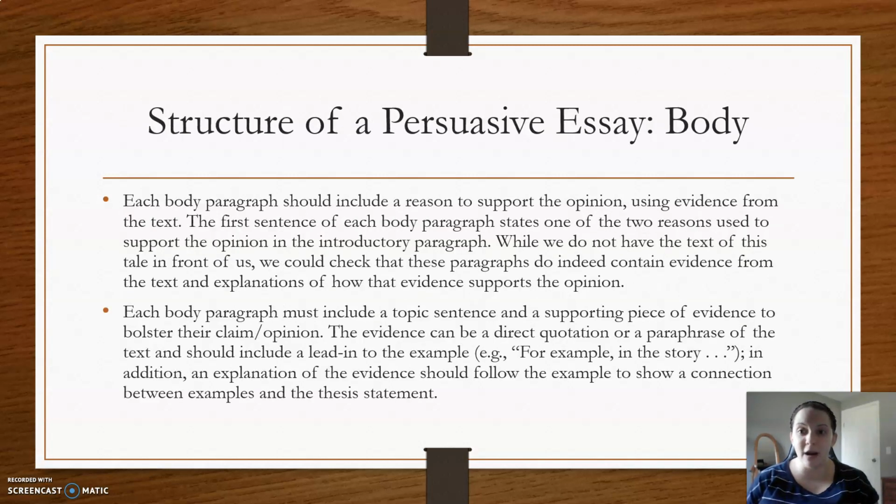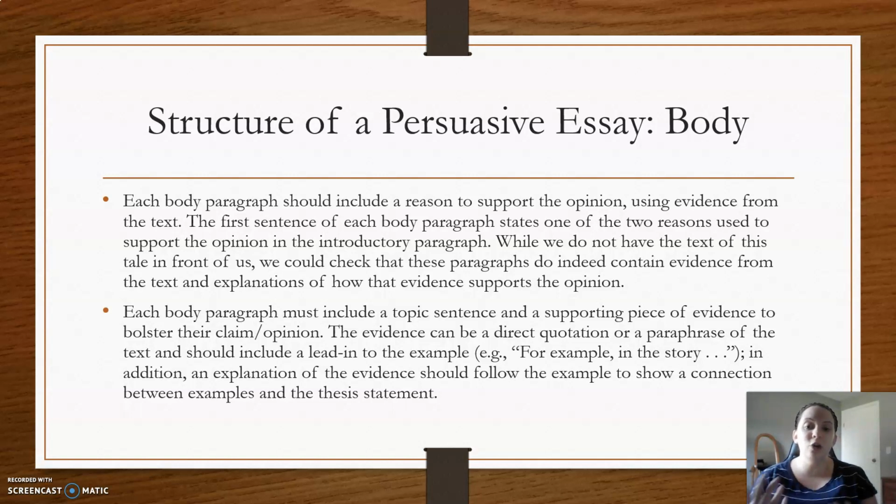Now, in the body paragraphs, each body should include a reason to support the opinion using evidence from the text. You can't just say, because I said so. That's not very strong evidence. We want you to pull directly from the text. The first sentence of each one states the reason. So, the fisherman is a fool because... That was my first sentence leading into what my reason was.